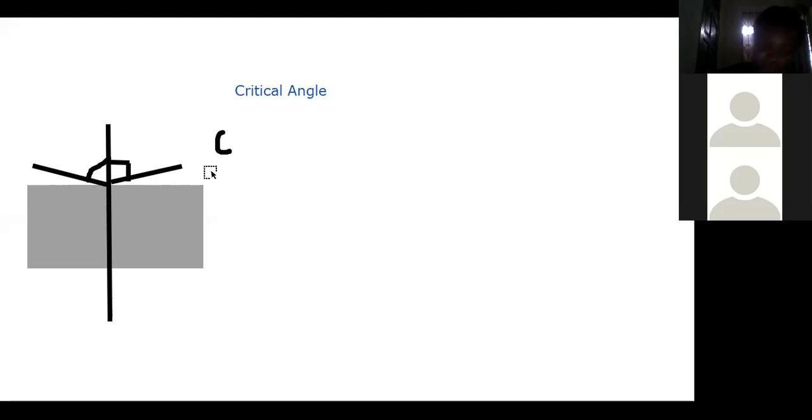I'm going to give you the definition of total internal reflection. But before that, let us look for the relationship between critical angle and refractive index. I've already told you that the critical angle is the angle of incidence in the denser medium for which the angle of refraction in the less dense medium is equal to 90 degrees. I hope you get to this point.